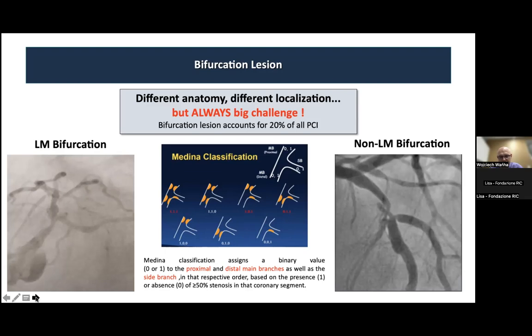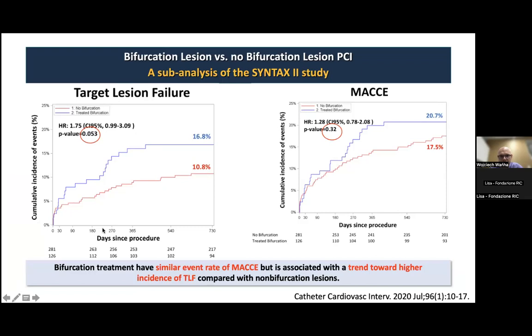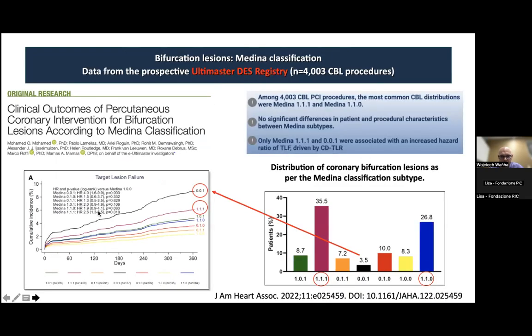According to the sub-analysis of the SYNTAX study, which assessed patients with and without bifurcation lesions, patients who had a PCI in the area of the bifurcation lesion had worse outcomes during long-term follow-up in terms of target lesion failure. However, there was no higher level of adverse events in terms of MACE during the long-term follow-up.